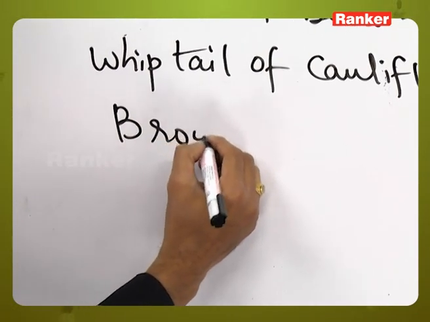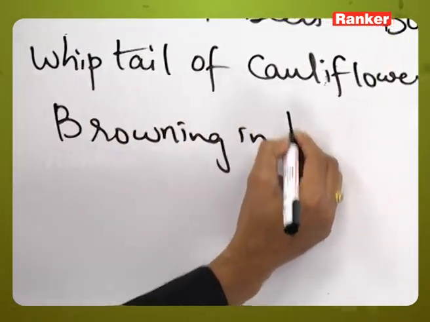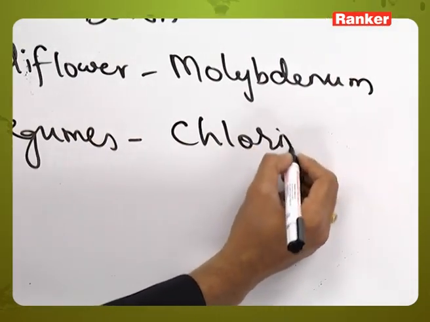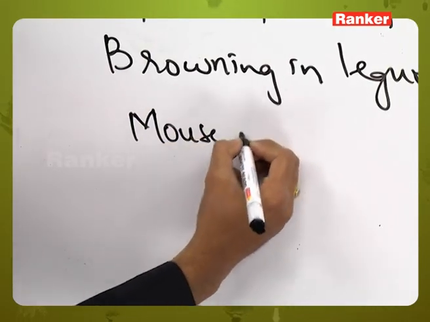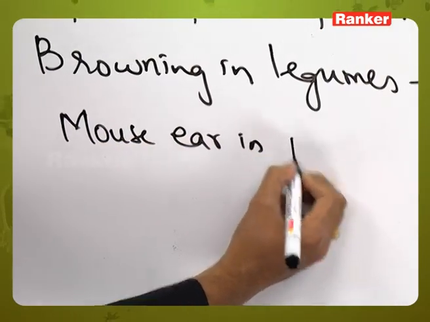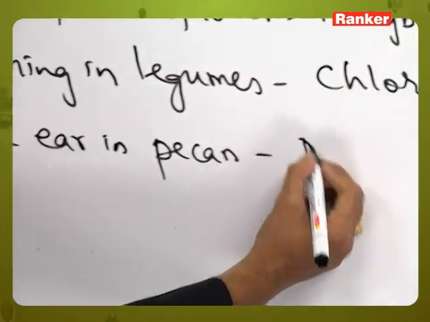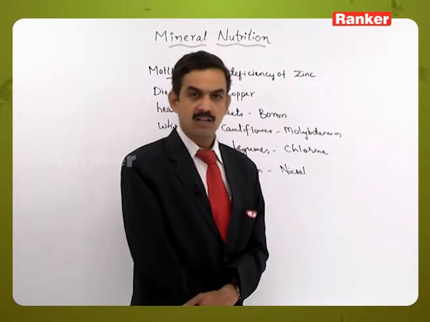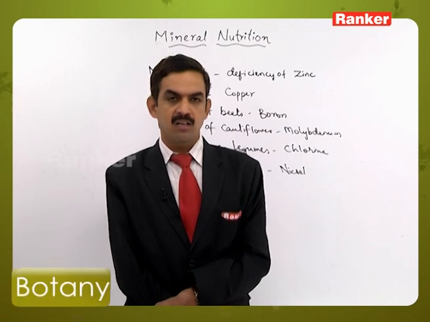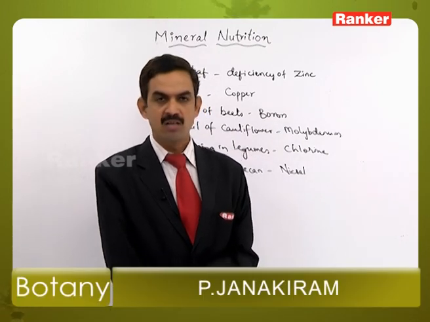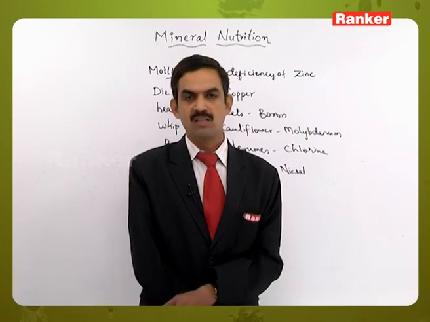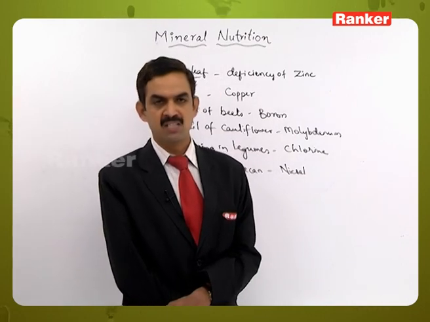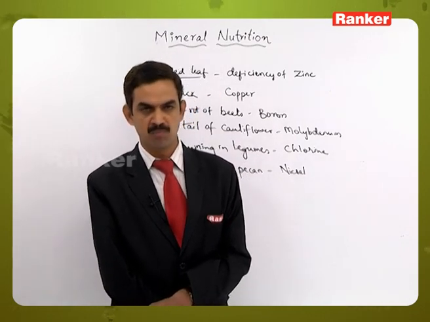Browning in legumes is caused by the deficiency of chlorine. Then mouse ear in pecan is caused by the deficiency of nickel. So likewise, different deficiency symptoms can be seen. So in order to know exactly which element is deficient, we have to study all the deficiency symptoms, then only we can conclude which particular element is deficient and responsible for causing various types of deficiency symptoms in the plants.